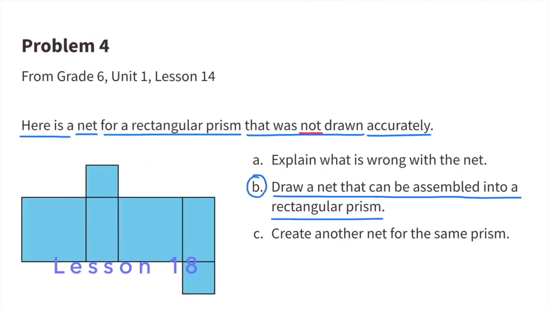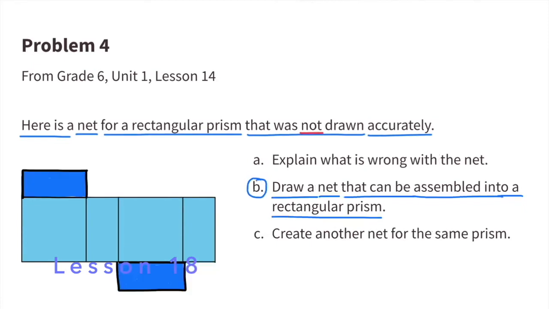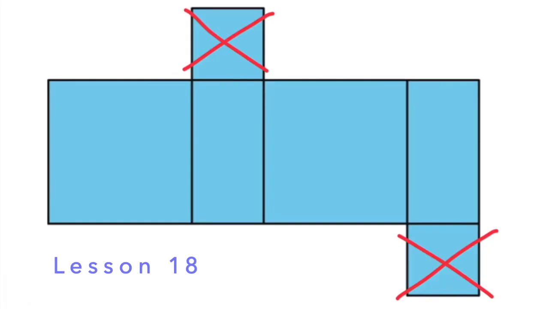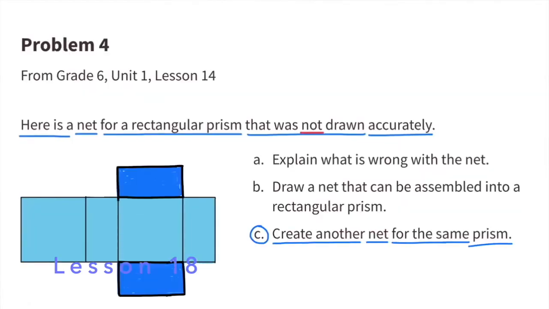B. Draw a net that can be assembled into a rectangular prism. There's quite a few different ways you can do it, but this is the way that I selected. As you can see, I enlarged that section that was too short before, so now it would enclose the entire figure. C. Create another net for the same prism. I'm just going to make some adjustments to this existing net. First, I'm going to get rid of these 2 small squares. Then I'm going to add the correct length sides.